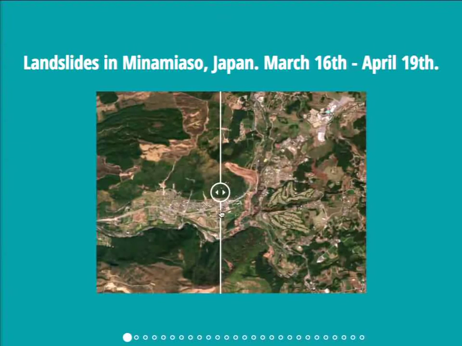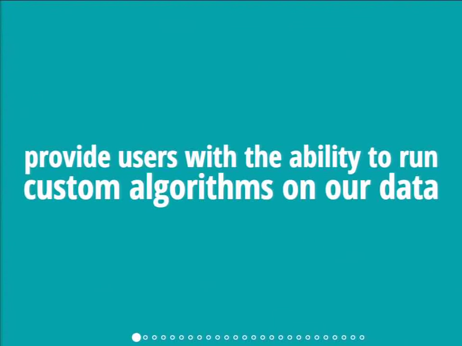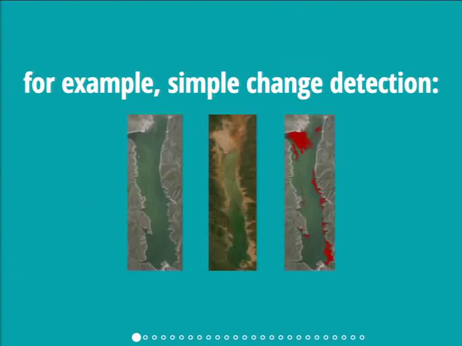So the ability to see this kind of change in our data would be great if the user had the ability to run custom algorithms on it. And we, for example, have very simple change detection here.